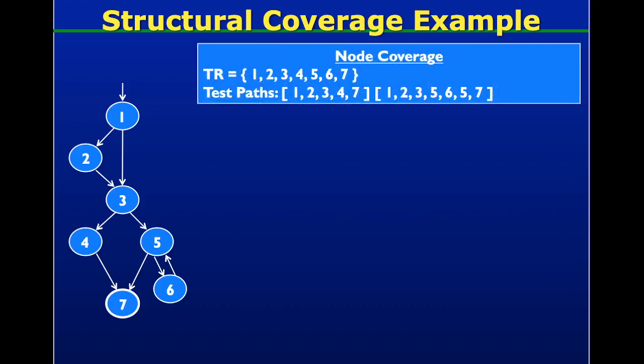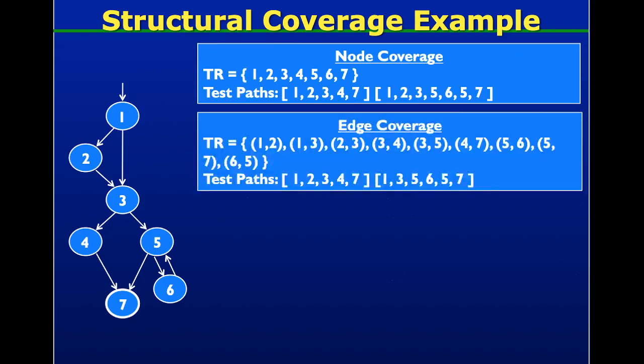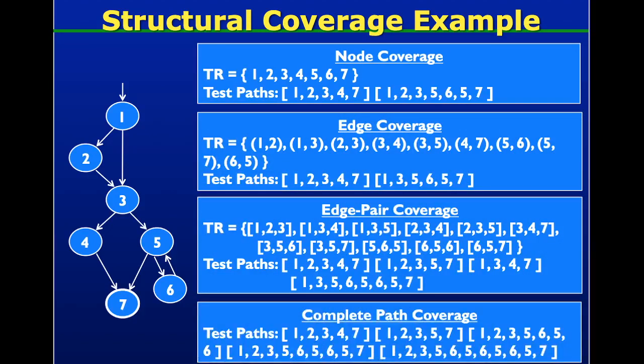So let's look at an example for node coverage and edge coverage that we have just learned on this graph right here. We can see a node coverage of 1, 2, 3, 4, 5, 6, and 7 with two test paths. We also have the edge coverage that shows all the edges, and the edge pair coverage, as well as the complete path coverage.